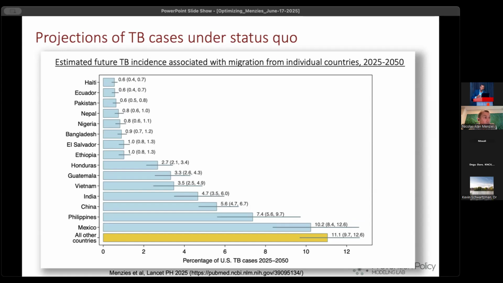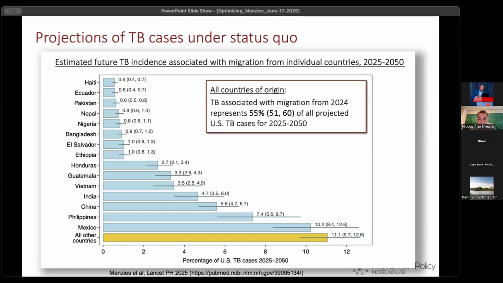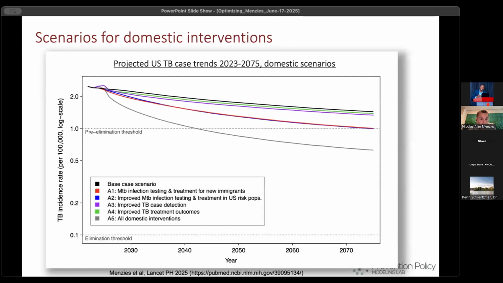And so, if we could wave a magic wand and cure all TB infection, address all TB disease amongst current US residents, that would be fantastic. But it would only address about 2/3 to half of all TB that's going to happen in the future. A lot of TB is actually amongst people who aren't even here right now, which again just reflects the role of migration in TB in the United States. So it's 55% of TB associated with migration. Again, it's people who aren't in the US right now.